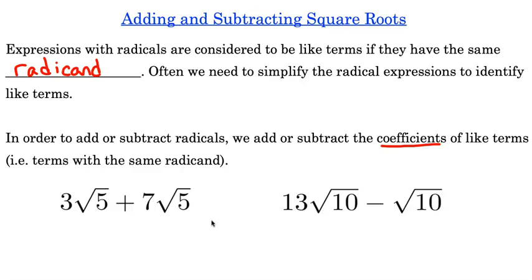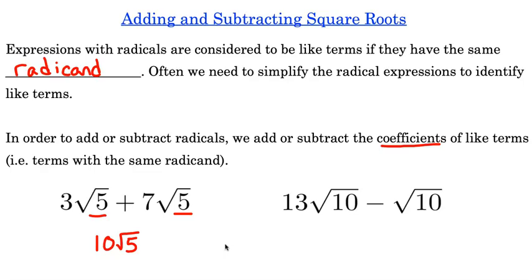So in our first example, which is 3 square root of 5 plus 7 square root of 5, the first thing we want to do is compare the radicands. Both terms have a radicand of 5, which makes these terms like terms. Then we add the coefficients. So 3 plus 7 would give us 10 square root of 5. Notice the square root expression stays exactly the same.